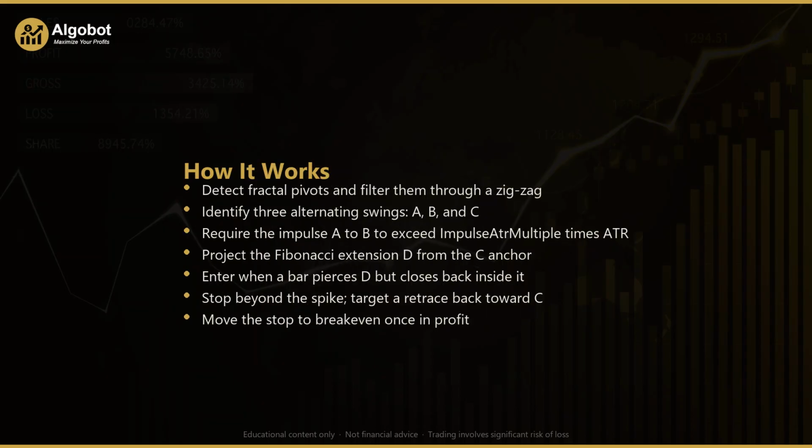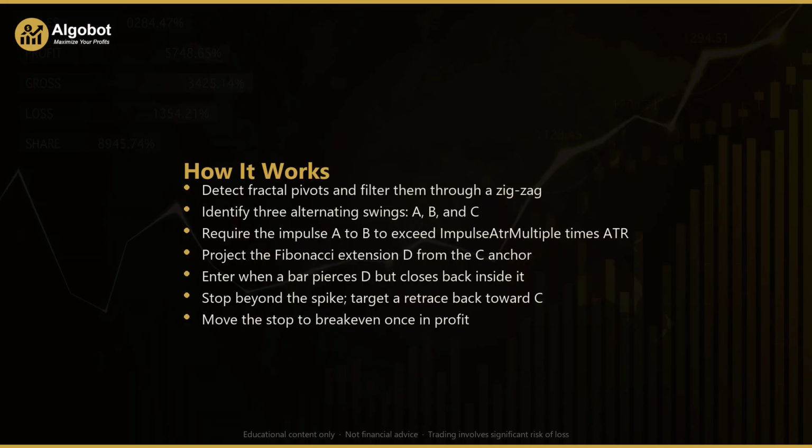Now let's walk through the exact logic, step by step. On every completed bar, the strategy scans for a symmetric fractal pivot, meaning a bar that is a local high or low with a set number of bars on each side, controlled by the pivot strength input. Those confirmed pivots are fed through a zigzag filter. Same type pivots collapse to the more extreme value, and alternating pivots are appended, so the strategy always holds a clean sequence of swings that alternate high, low, high, low.